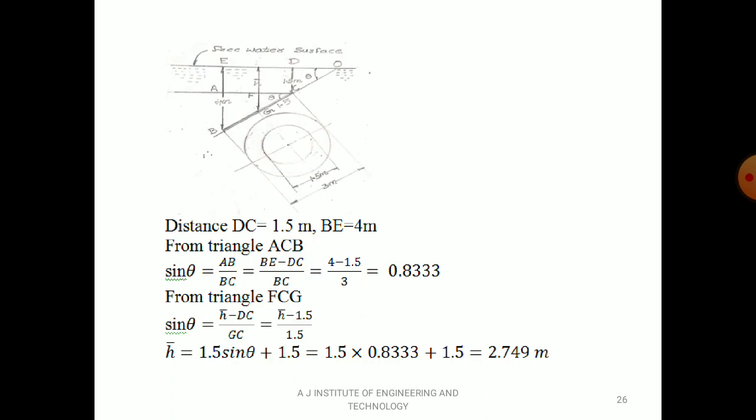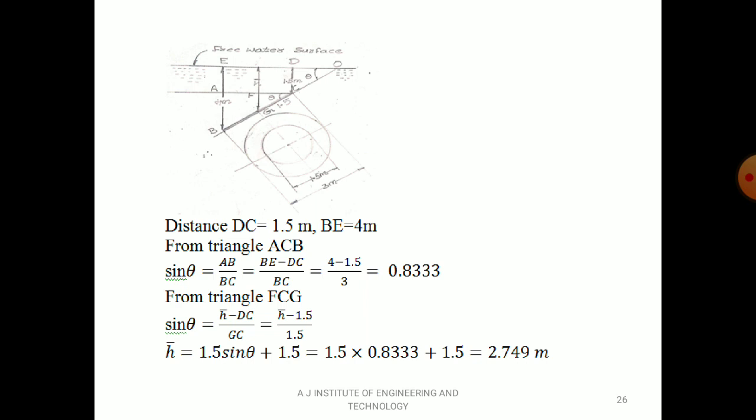Now distance DC is given as 1.5 meter and B equal to 4 meter. So from triangle ACB, sin theta equal to AB divided by BC. AB can be calculated as 4 minus 1.5, that is B minus DC, divided by BC. So that is equal to (4 minus 1.5) divided by 3, which is equal to 0.833. That is the value of sin theta.